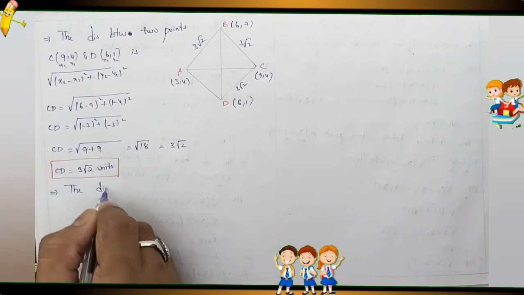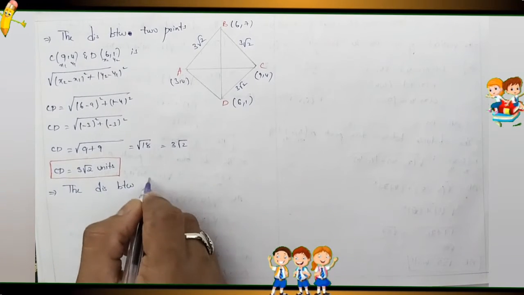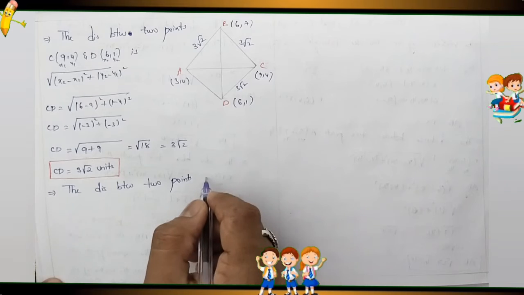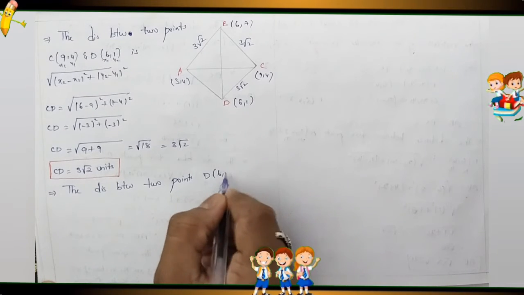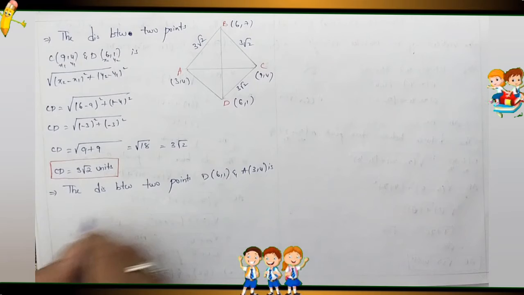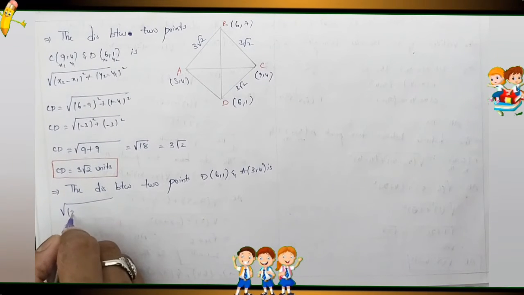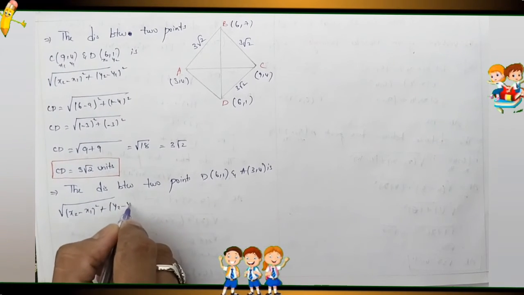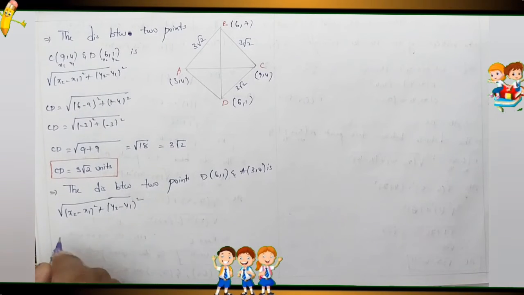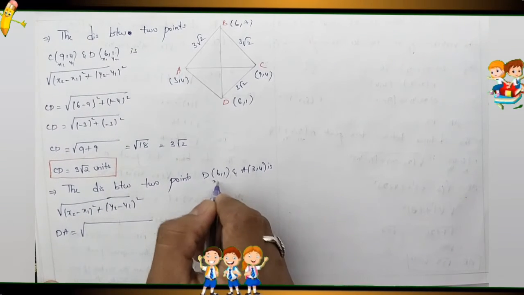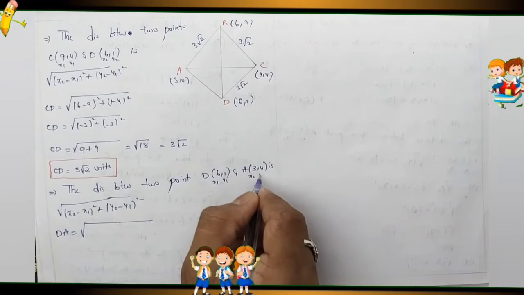Next, the distance between 2 points DA. D is (6, 1) and A is (3, 4). The formula for the distance between two points is the square root of (x2 minus x1) whole square plus (y2 minus y1) whole square. Now find out DA, where this is x1, y1 and this is x2, y2.